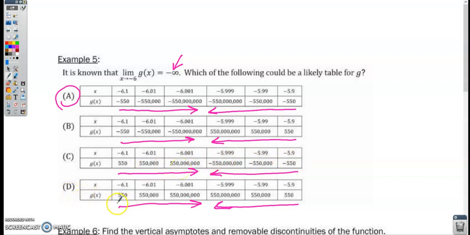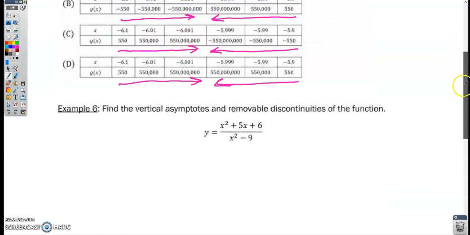And then part D, g of x approaches +infinity from the left and +infinity from the right. Therefore, the limit as x approaches 6 of g of x for this table would be +infinity. And so A was our correct answer. All right, let's keep motoring.